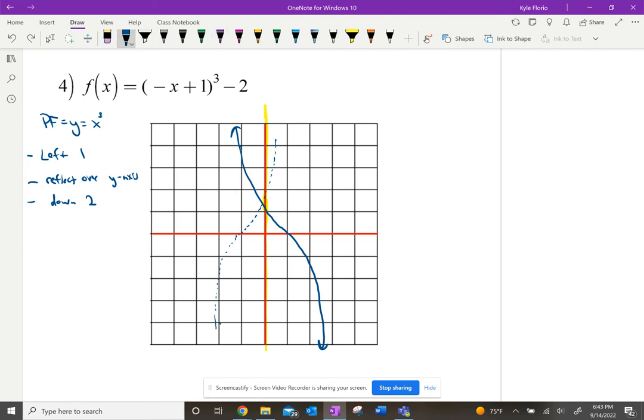All right, and now go down 2. So here's my vertex, or it's actually called a point of inflection. It goes down 2. So I'm going to make this a dotted line or a dotted curve. And now that is what we should be working with. All right.